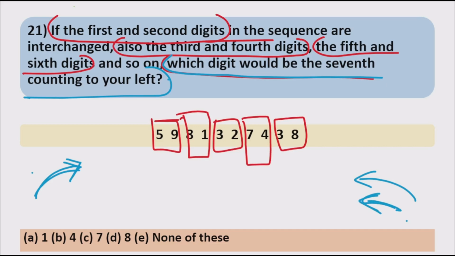Okay, so the seventh digit will be 1 2 3 4 5 6 7. So there is a 1 here, but 1 is supposed to be exchanged by 8, so the answer will be 8.